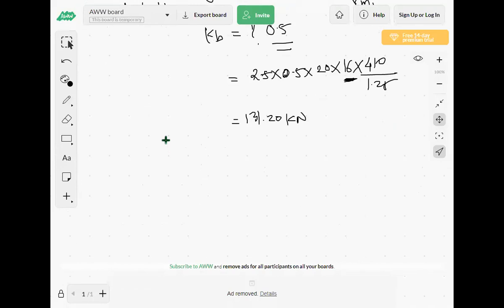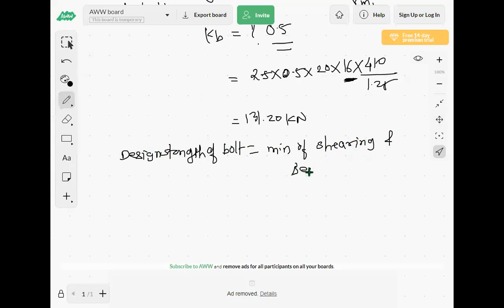So as per the procedure, what is the design strength? Design strength of bolt is equal to the minimum of shearing strength and bearing strength. So design strength is equal to how much? 45.27 kilonewton is the design strength of the bolt.